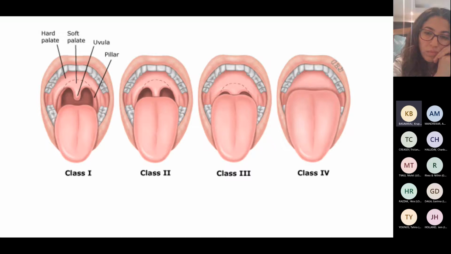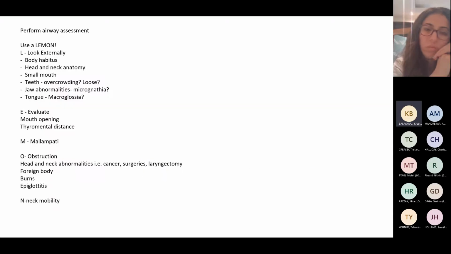Going back to the previous slide, look if there's any obstruction, any head and neck abnormalities, cancer, surgeries, laryngectomy, if they have radiation scar, tracheocutaneous fistula. All of these could probably give you a visual hint that this could be not easy. Probable stridor could say either there is a mass sitting somewhere there which is obstructing, or it's an edema, a foreign body, burns, epiglottitis. All of these are bound to make it more difficult.